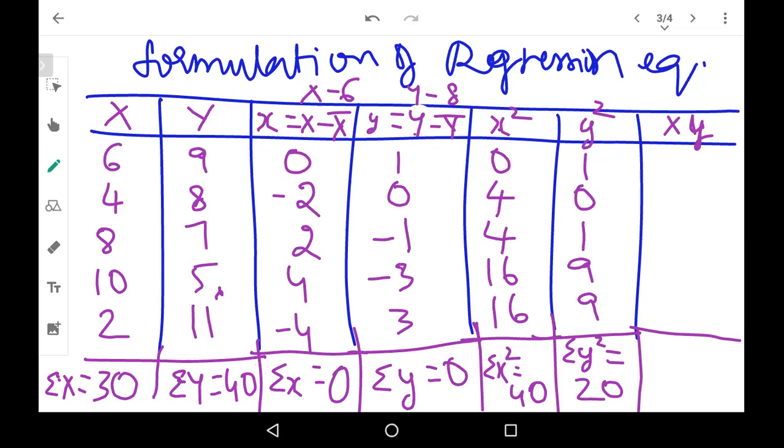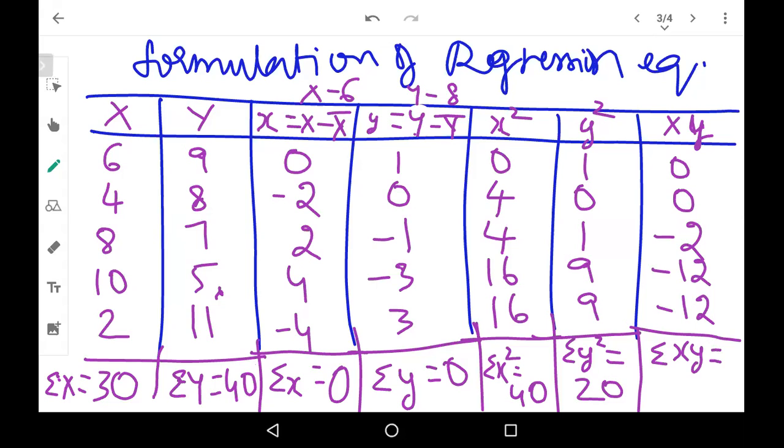Next, xy. Xy is these two you have to multiply. So when you multiply these two, 0 into 1 is 0. Minus 2 into 0 is also 0. Anything multiplied by 0 is 0. Next, 2 into minus 1 is minus 2. 4 into minus 3, 4 3s are 12, minus sign will remain. Then again, 4 into minus 3, 4 3s are 12, minus sign will remain. Okay. Now find the total of this, sigma xy.